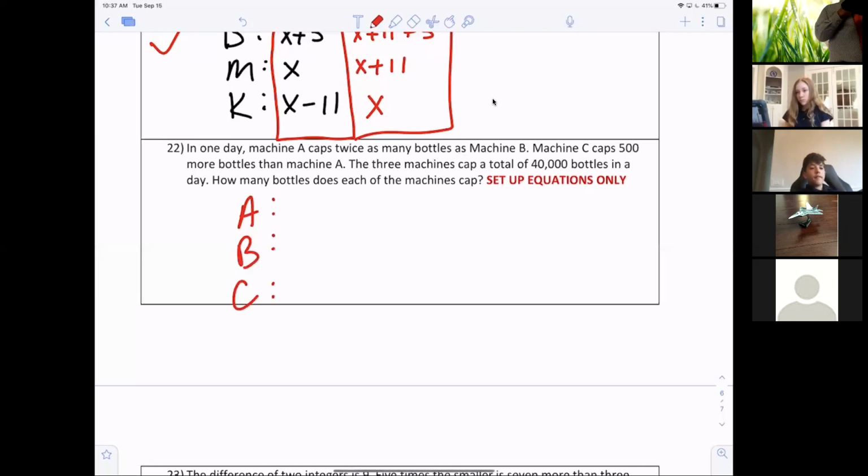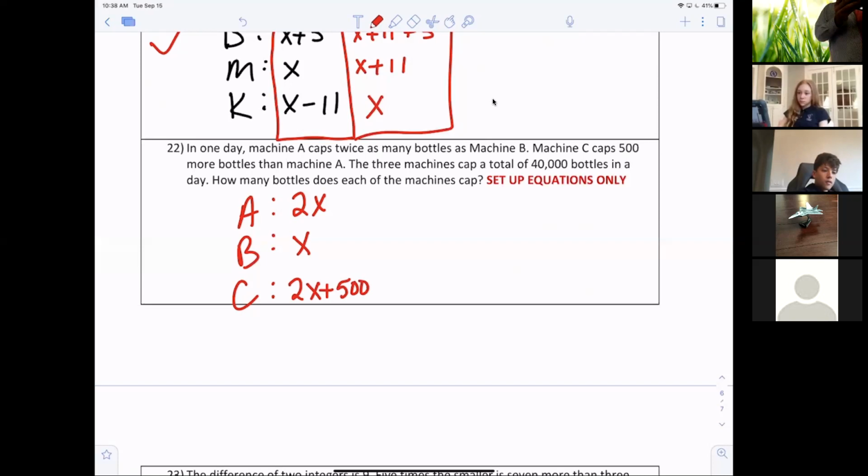Now what? All right. For machine A, I wrote X times 2. So which machine is X? B is X. So A would be what? B is X, A is X times 2. In math, we call that 2X. Yeah, that works too. And then C is 2X plus 500, I think. Machine C has 500 more than A. Yay, good job. All right, I'm happy with you so far.